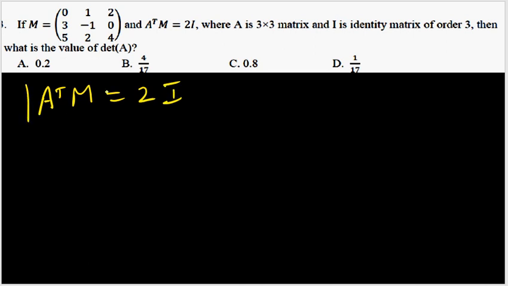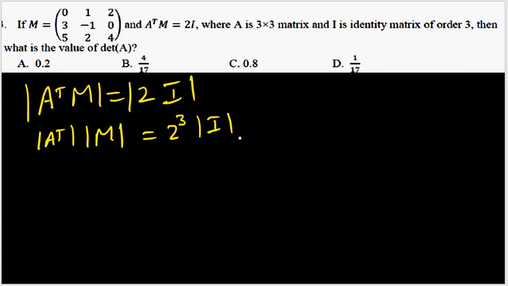This time I can take the determinant of both sides. The left hand side, when we decompose it, will be the determinant of A transpose times the determinant of M, which is equal to the right side, the constant will be 2 cubed, because order 3, times the determinant of the identity. Don't forget, determinant of identity for any square matrix will be just 1. The determinant of A transpose and A are the same.